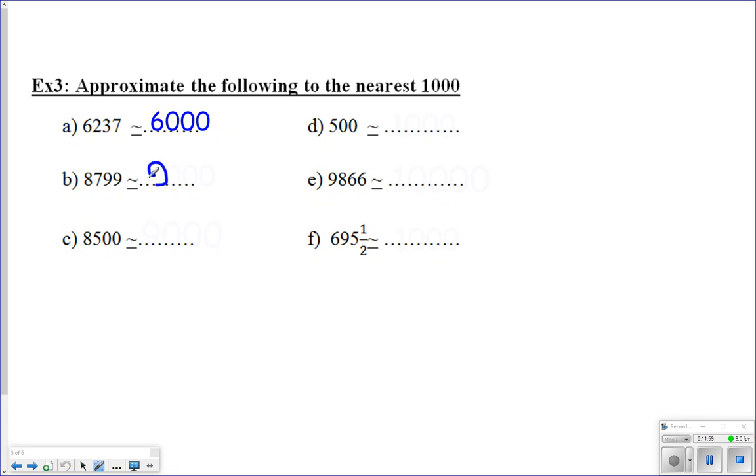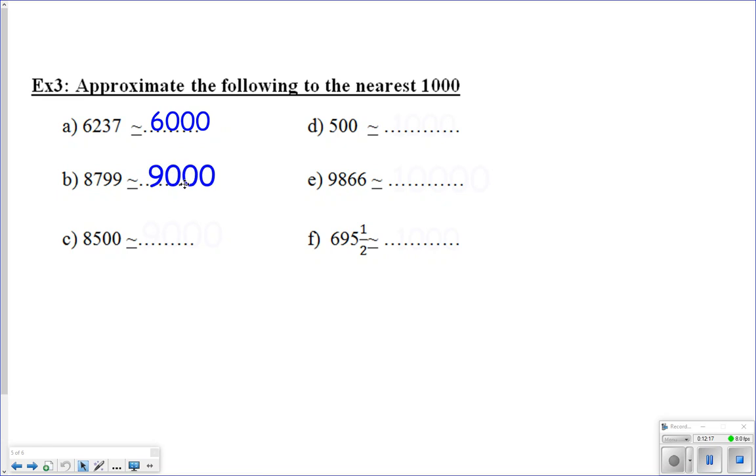What about the other numbers? We have 7, 9 and 9, which will become zeros because we are approximating to the nearest 1000. We don't have units, tens or hundreds. The units, tens and hundreds will become zeros. So the answer will be 9000.